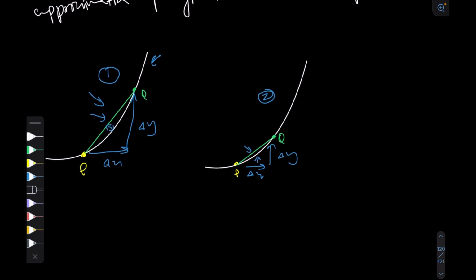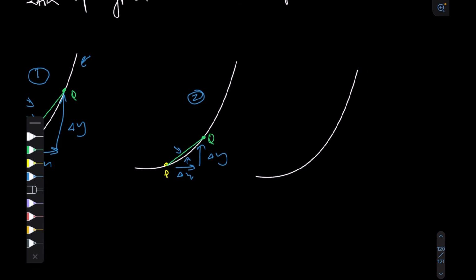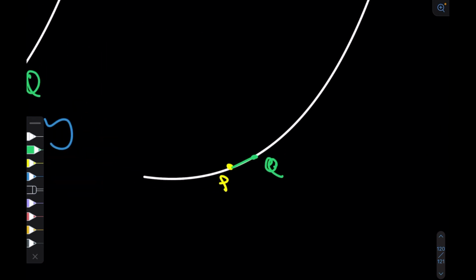So just to make the relation even clearer, let's duplicate this, put this over here, and let me take point P over here. And now I move Q very close to P. Right? So this is Q. And now I draw a line from P to Q. What you realize is that as Q is getting closer and closer to P, the line that you get, or the gradient of the line that you get, will be closer and closer to the tangent, right? So this is the tangent.